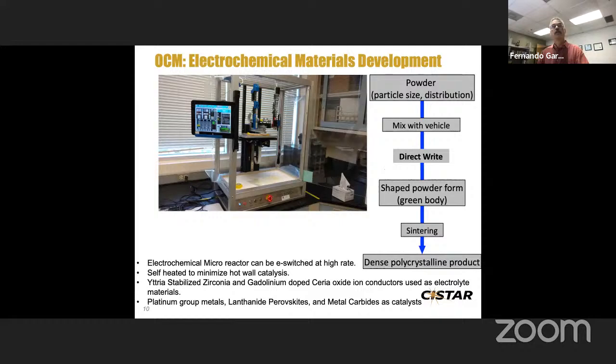So just a little bit about how we go about making these cells and materials. We use additive manufacturing, ceramic extrusion techniques. We have to develop the powders and the suspension vehicles. We use direct write techniques in order to create electrolytes and the electrode materials. This is a versatile technique for producing cells for a number of different electrosynthesis and fuel cell applications. It has the advantage of rapid prototyping. For industrial manufacturing, you probably would not use this, but for rapid prototyping, it's quite nice. We have printed successfully yttrium-stabilized and gadolinium-doped cerium oxides as electrolyte materials, platinum group metals, many perovskites, and a number of metal carbides as catalysts.